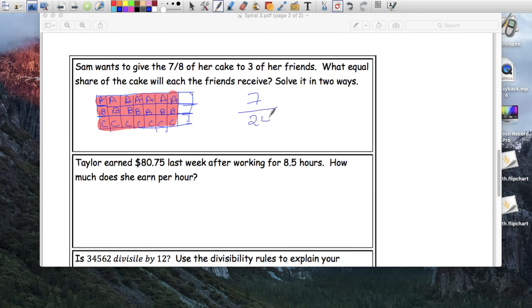7 out of 24. Brianna here got 1, 2, 3, 4, 5, 6, 7. Good. 7 out of 24. And Charles got 1, 2, 3, 4, 5, 6, 7. So they each got 7 out of 24. So that's one way, right?